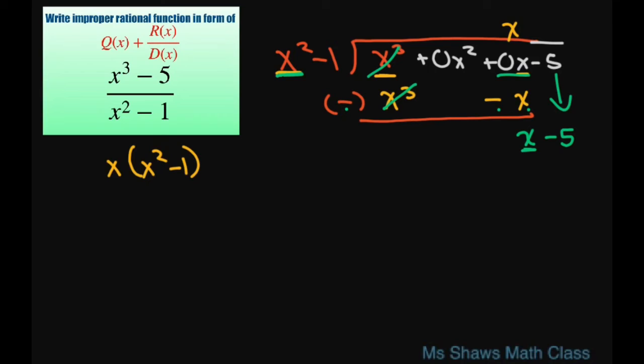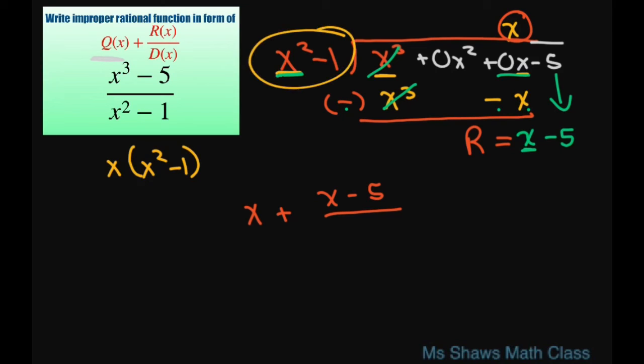And basically all we have to do is write this in this form now. Your quotient is this number here. This part is your remainder. So you're going to write this as x plus x minus 5 divided by your divisor, which is this. x squared minus 1.